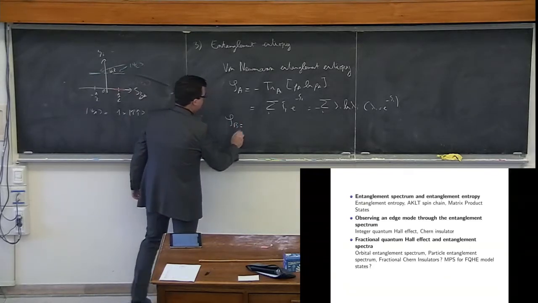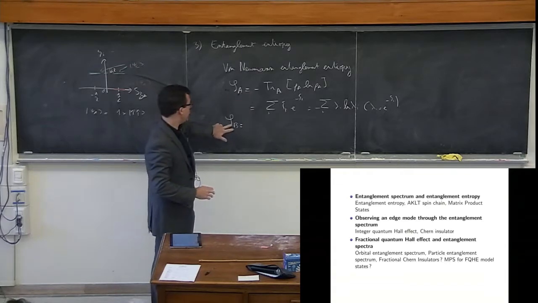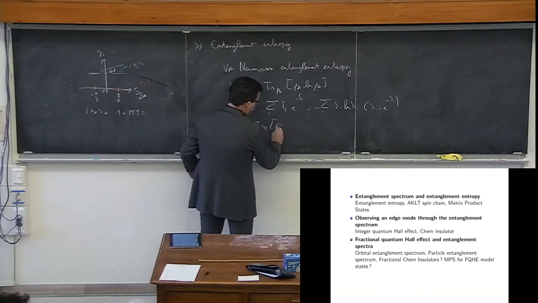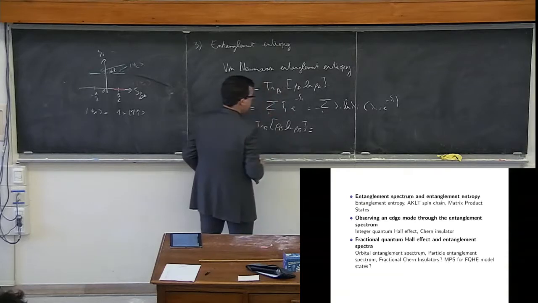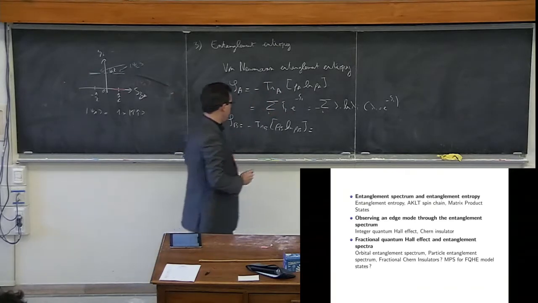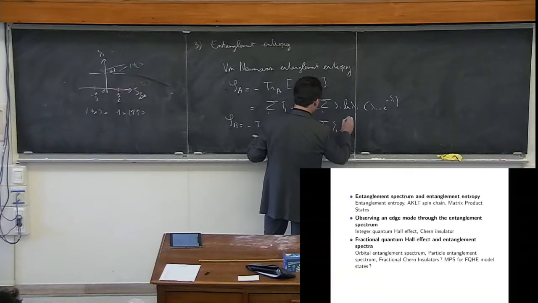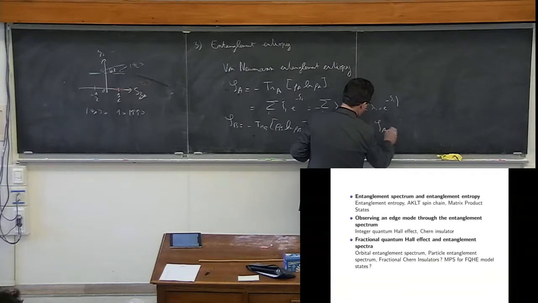So that's the entanglement entropy for the part A. You can do the same exercise for the part B just by taking the reduced density matrix rho B, tracing out over B. Since rho B and rho A have exactly the same spectrum, it's not a surprise that you get exactly the same entropy for A and B. So S_A is equal to S_B.